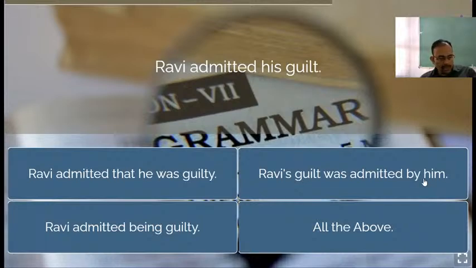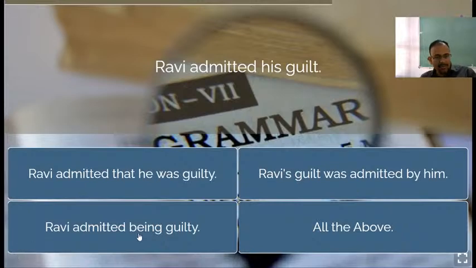As there is no response from your end, let me tell you. So, dear students, Ravi's guilt was admitted by him is the example of a simple sentence because it is having only one subject and one finite verb. One verb we can say. Ravi's guilt was admitted. Okay, one verb, one subject.